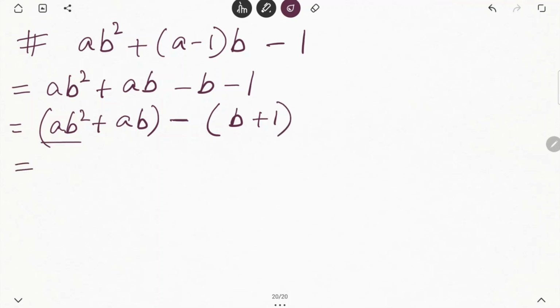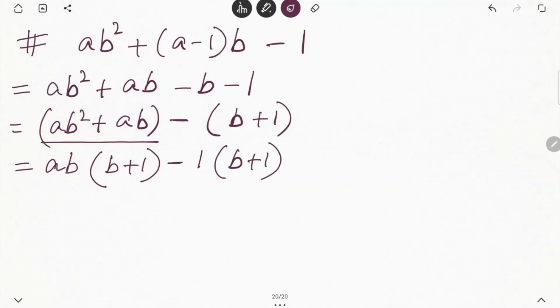So now from this expression, what is common? See, a is common, and out of b square and b, b is smallest, so b is common. So what is left here? b plus 1. And here minus, I can say that 1 is common here. So I can write b plus 1, because 1 is with every term, right? b means it is b into 1. 1 means it is 1 into 1. So here I can say that the factor 1 is common or present in both the terms.